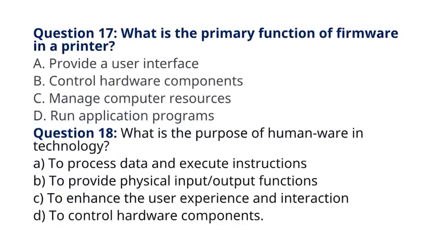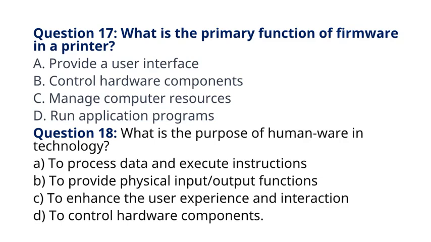Question 17. What is the primary function of firmware in a printer? A. Provide a user interface. B. Control hardware components. C. Manage computer resources. D. Run application programs. The correct answer to question 17 is option B. Control hardware components. Explanation: Firmware in a printer controls hardware components and provides instructions for printing operations, such as paper feeding and ink delivery.